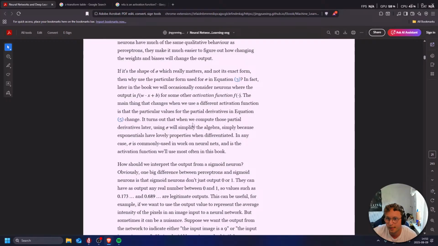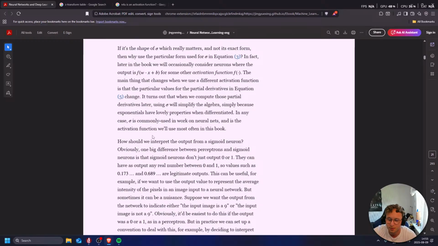It turns out that we compute those partial derivatives later using the sigmoid function, which will simplify the algebra, simply because exponentials have lovely properties when differentiated. So exponentials. I think we are not talking about the e function, but about how they use logarithmic values, I think. In any case, the sigmoid function is commonly used in work on neural nets, and it's the activation function we will use most of the time in this book.